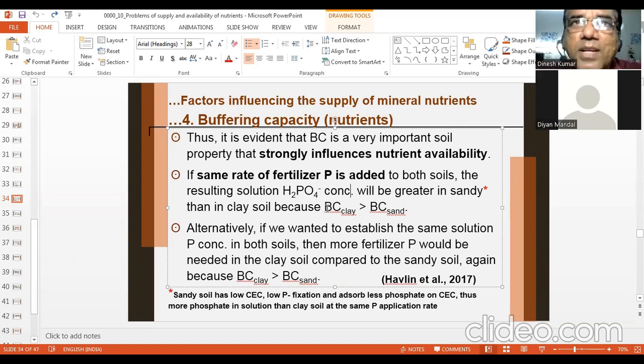So actually, these are very general points. Several other factors will also affect this, your pH, your texture, structure, so many things. So these are very general kinds of points to get some knowledge, some idea about this subject.